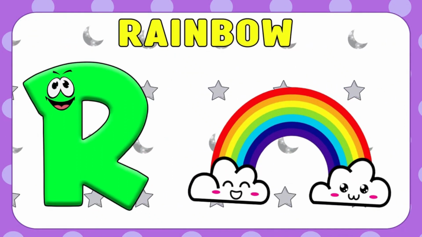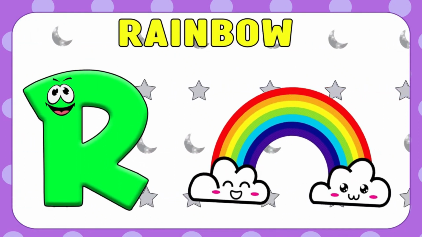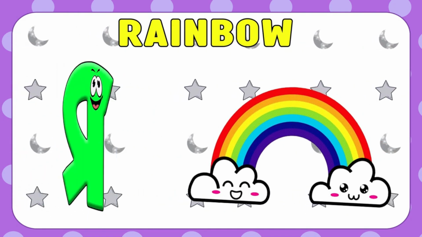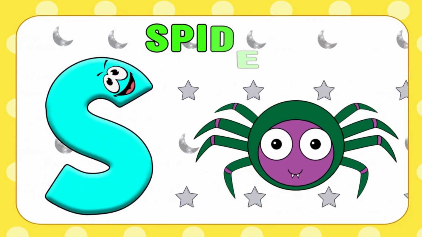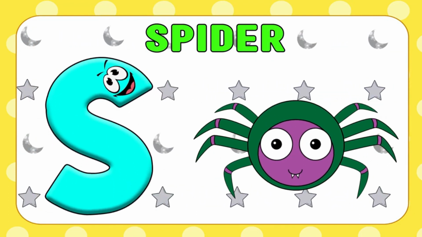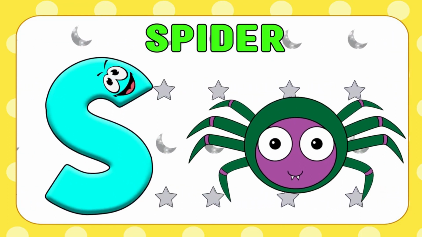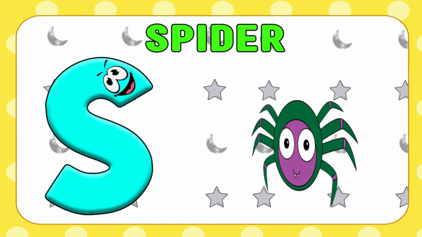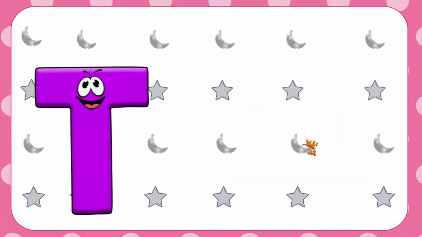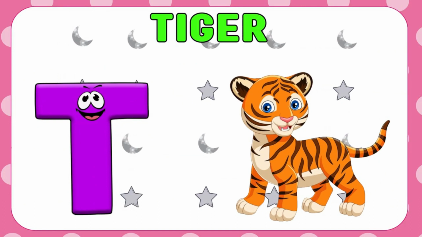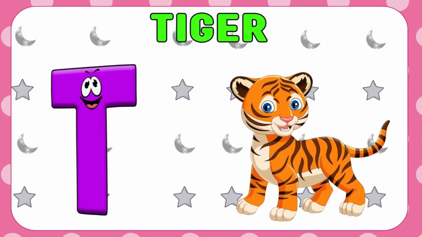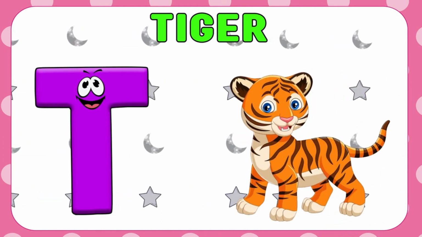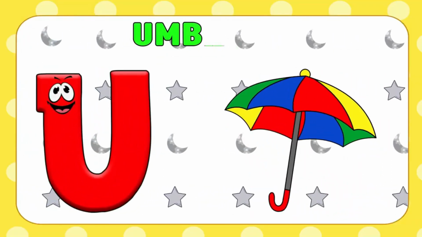R is for rainbow. R, R, rainbow. R, rainbow. S is for spider. S, S, spider. S, spider. T is for tiger. T, T, tiger. T, tiger.